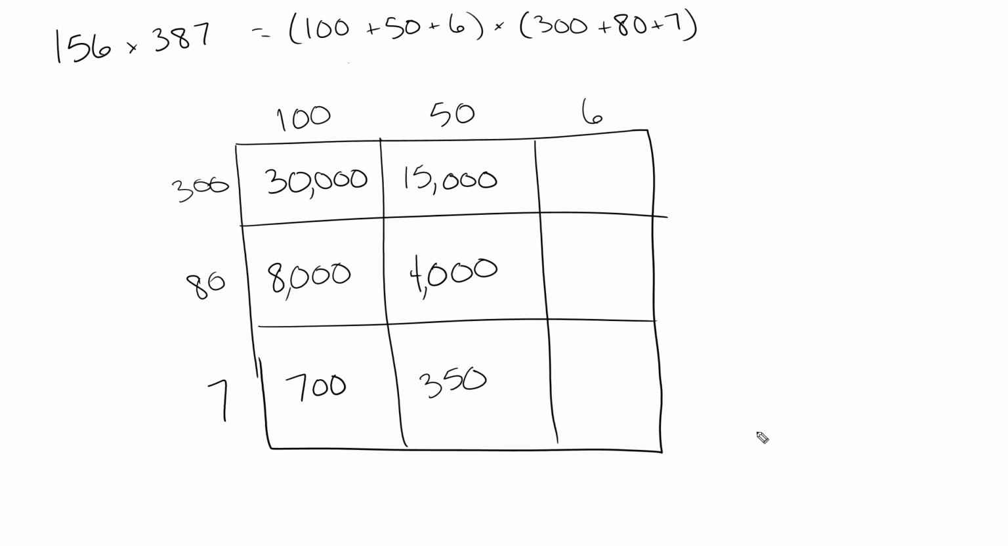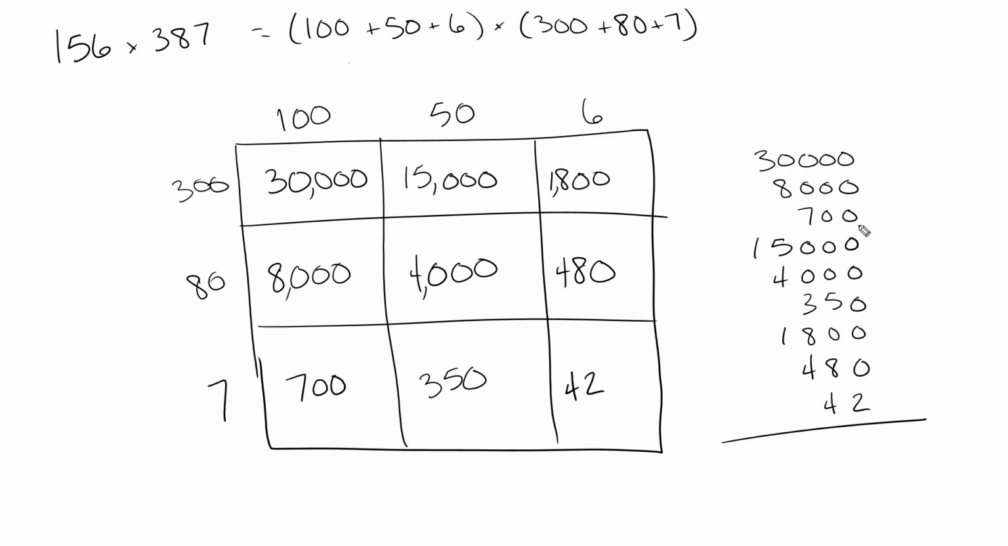Now to our last column. 6 times 300. 6 times 3 equals 18, then add 2 zeros to get 1,800. 6 times 80. 6 times 8 equals 48, and we have 1 zero to add to the end. 6 times 80 equals 480. And lastly, 6 times 7 equals 42. Now all we have to do is add this column of numbers up and carry the 1, carry the 2, carry another 2. We have 60,372.